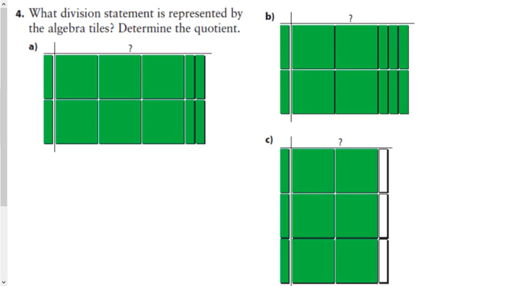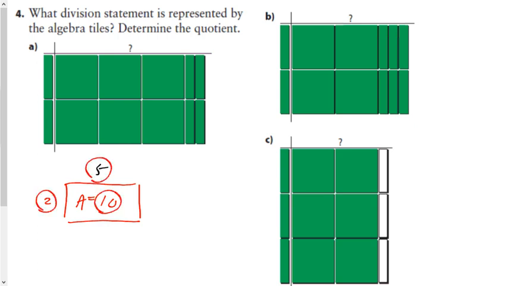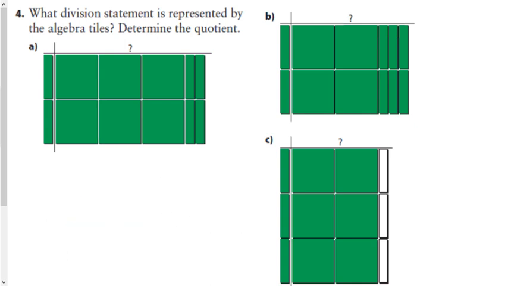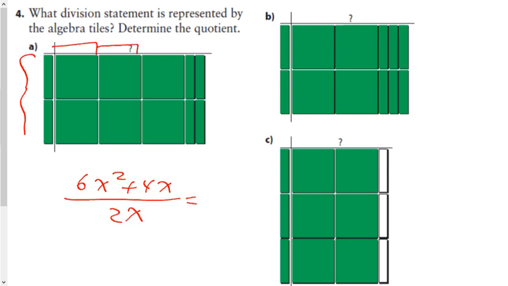Question 4, what division statement is used? So again, if we think about this as a rectangle and the area was 10 and the side was 2, we know that this is going to be 5 because the area divided by the side we know equals the side we don't. So therefore, if I take that same method for all of these questions, the area is 6x squared plus 4x. That's the area divided by the side I know, which is right here, which is 2x, equals the side I don't, which would be 3x plus 2.